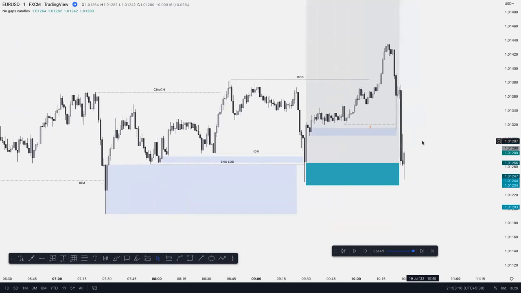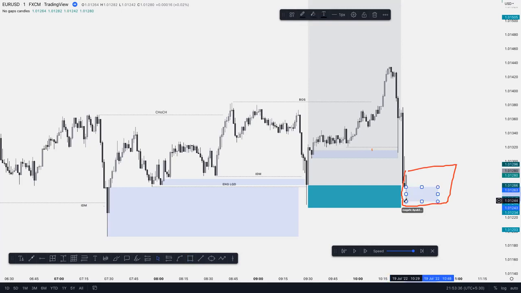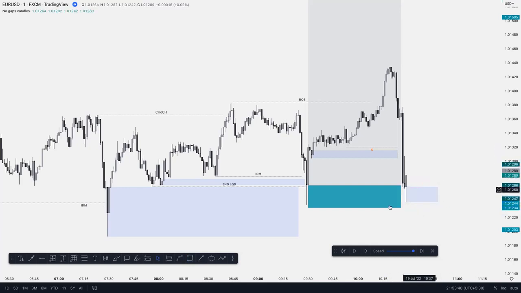Okay. And after this reaction, where we can buy here? Where we can buy? Okay, that's great. Because this zone act like our next POI for the buy.